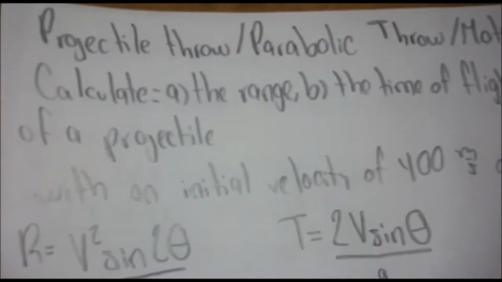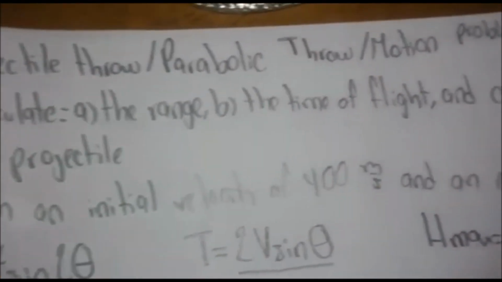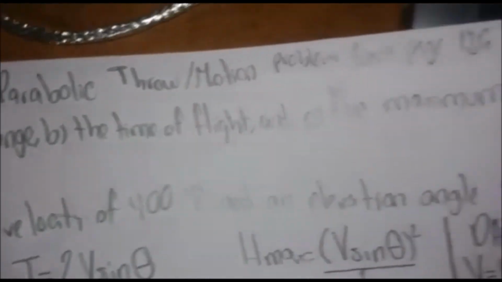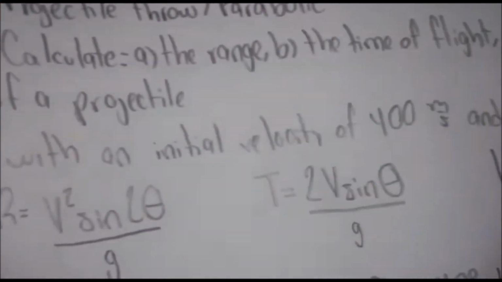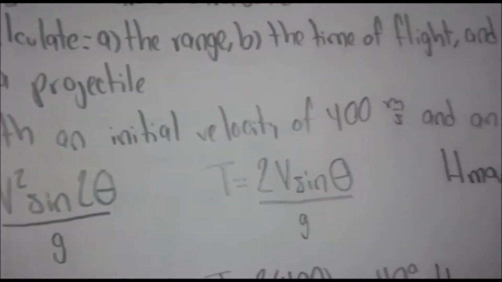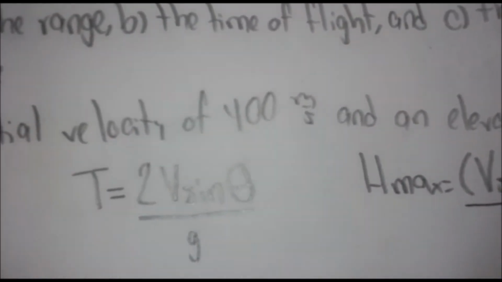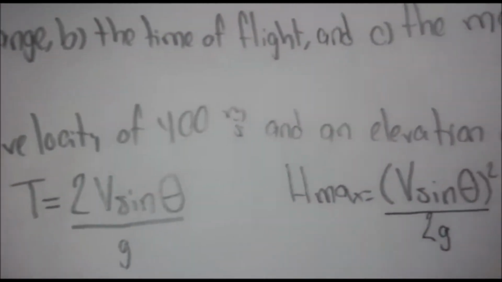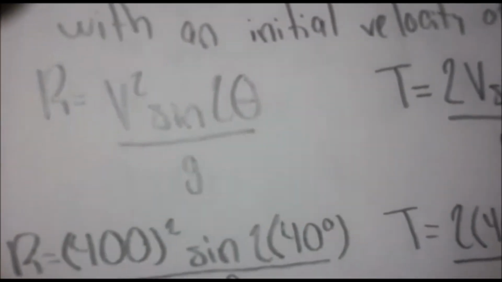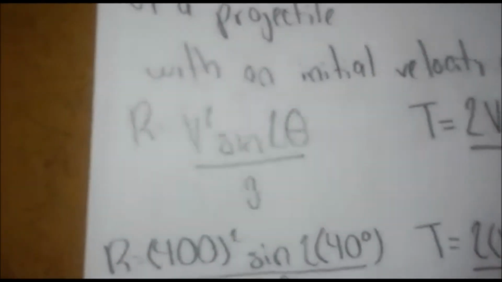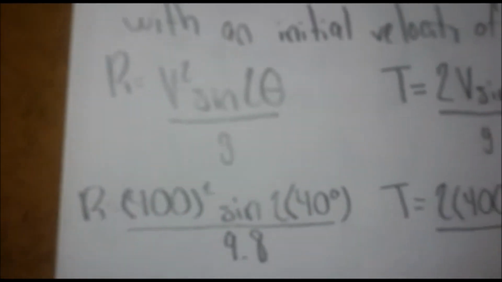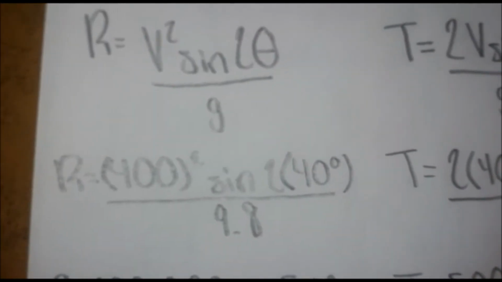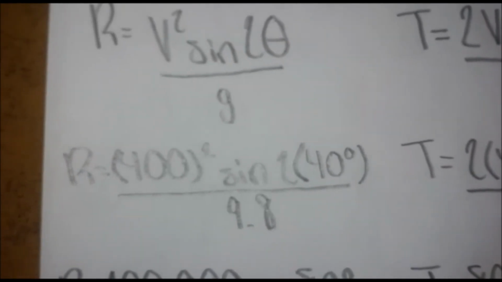As for the parabolic throw, it wants us to calculate the range, the time of flight, and the maximum height it can reach with a velocity of 400 meters per second and an angle of 40 degrees. So for the range, I use the formula that range is equal to the velocity squared times sine of 2 times the angle over the gravity.